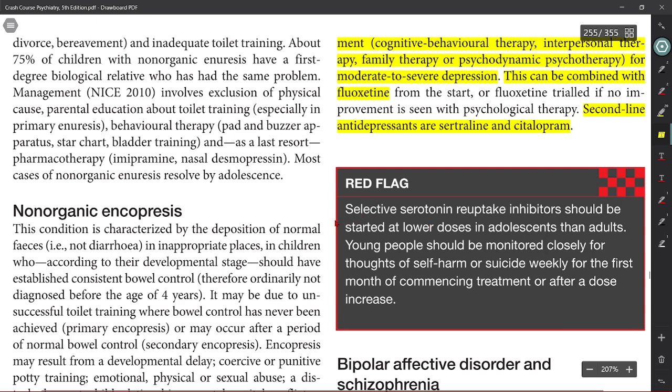Red flag. Selective serotonin reuptake inhibitors should be started at lower doses in adolescents than adults. Young people should be monitored closely for thoughts of self-harm or suicide, weekly for the first month of commencing treatment or after a dose increase. Okay.